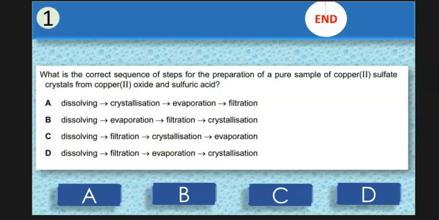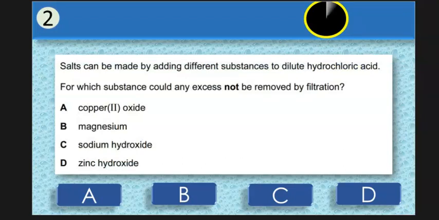Okay, next question. Question 2. Salt can be made by adding different substances to dilute hydrochloric acid. For which substance could any excess not be removed by filtration? Copper 2 oxide, magnesium, sodium hydroxide, and zinc hydroxide. Okay, so get ready. Question 3.